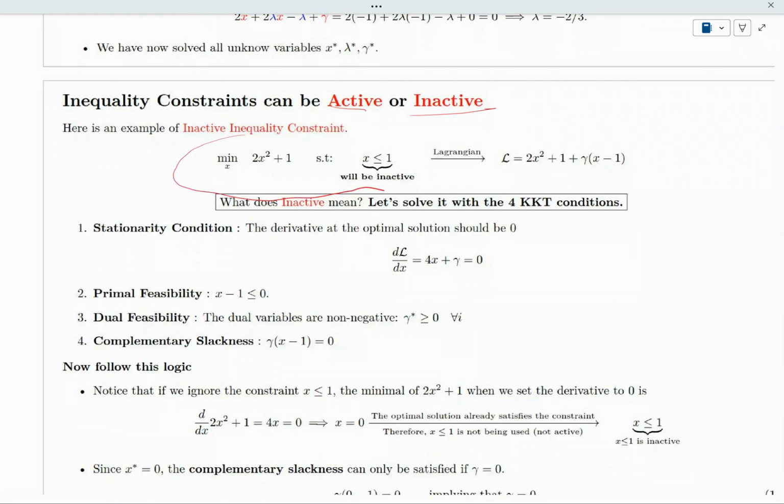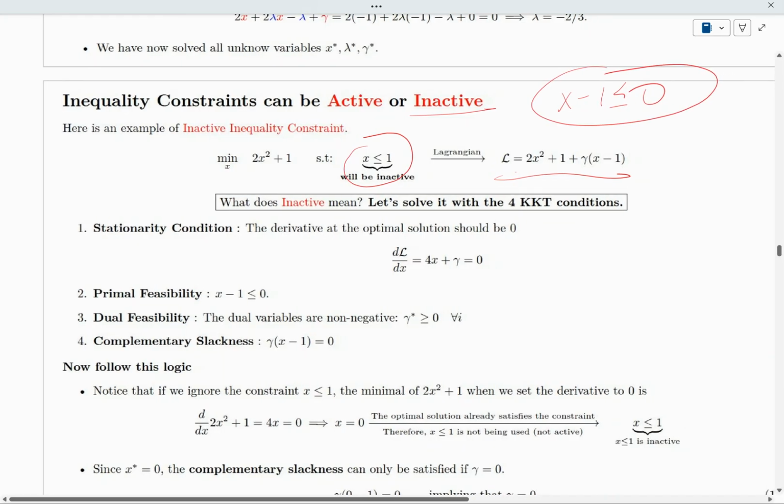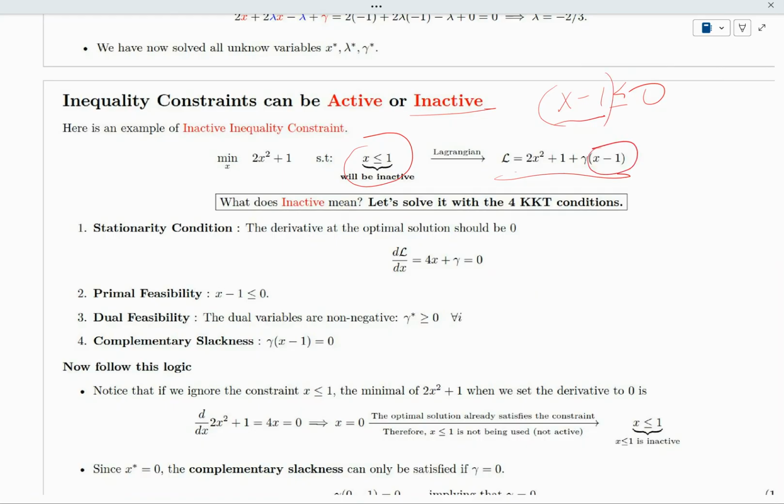So let's say we have a problem that looks like this, right? There's no equality. We only have an inequality constraint. And the Lagrangian looks something like this, right? So x less than 1 implies x minus 1 less than or equal to 0. So we have to set it into the standard form. And this x minus 1 is right here. Okay, so this right here is the Lagrangian.